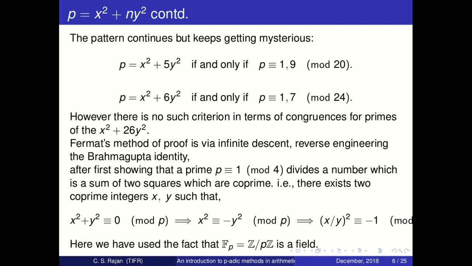You would think that it's going to work all the time, but there is no such criterion in terms of congruences for primes of the form x squared plus 26 y squared. So the point is that when I take n equal to 26, there does not exist a criterion in terms of congruences. You can give many other numbers for which, in fact, for most of the numbers, you are not going to get a very nice criterion in terms of congruences as you keep going. You are getting it only for small numbers.